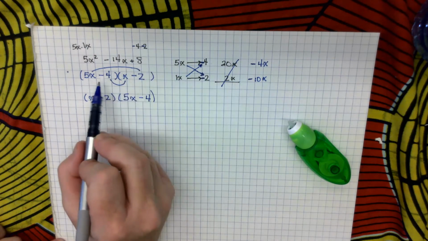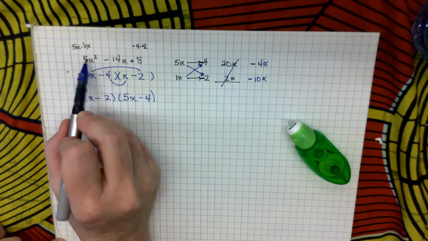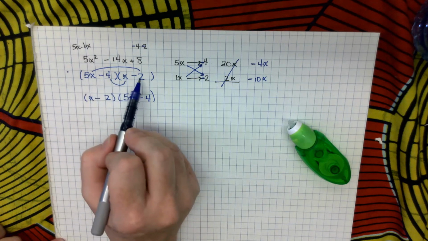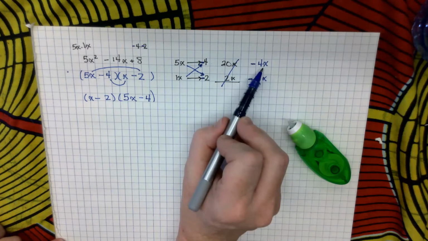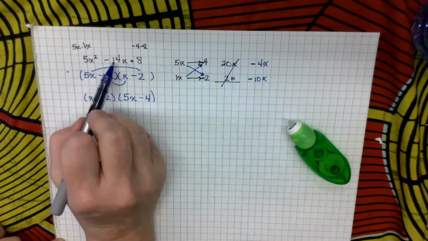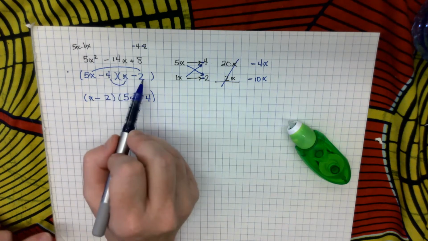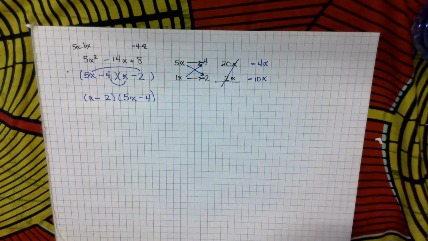So it's 5x times x is 5x squared. 5x times negative 2 is negative 10x. Negative 4 times x is negative 4x. When you add those together, you get negative 14x. And negative 4 times negative 2 is 8.